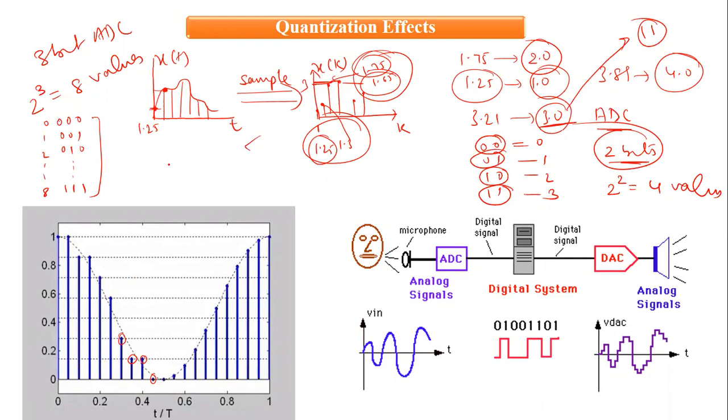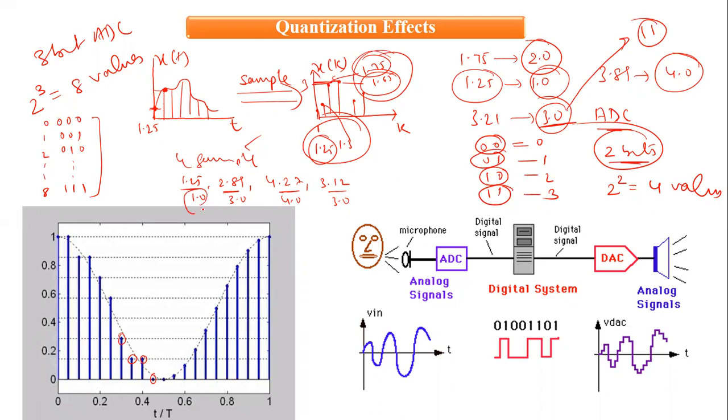So let us see if we have four samples. Sample values are 1.25, 2.89, 4.27, and let us say 3.12, for example. So we'll round off this as 1.0, we'll round off this as 3.0, we'll round off this as 4.0, and we'll round off this as 3.0, like this.